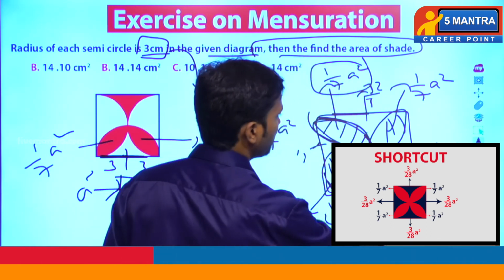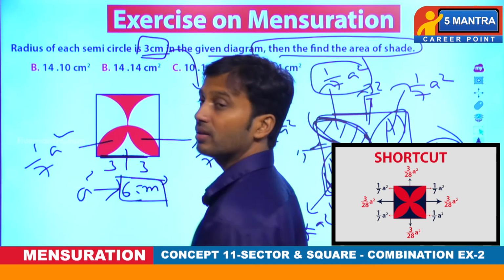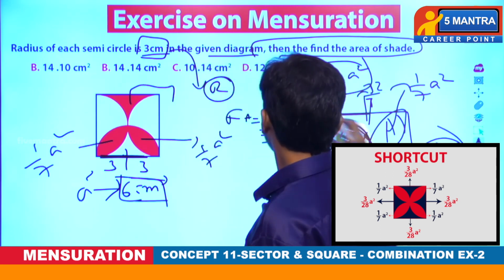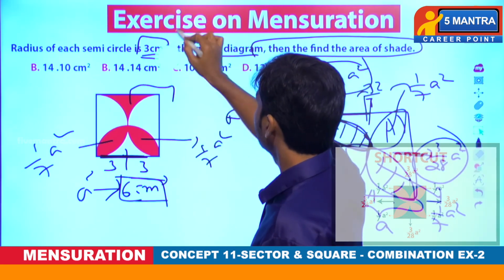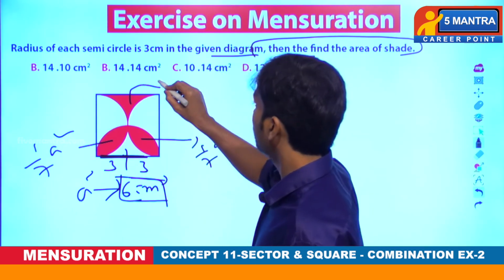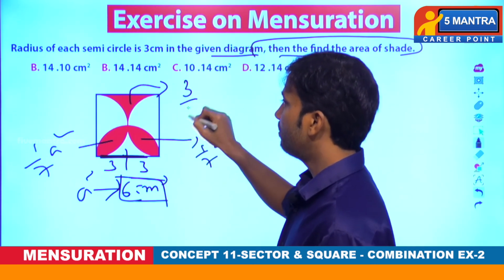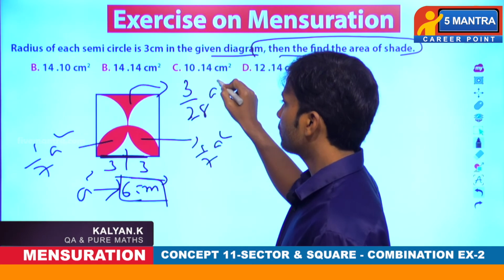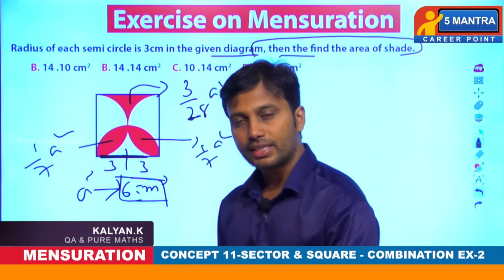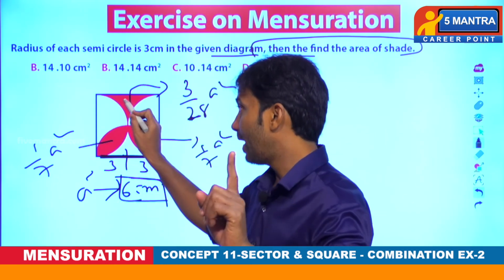Each gap area would be how much? 3 by 28 a square or not? So now this gap, the red colored gap, will occupy how much area? 3 by 28 a square as per the previous analysis. So how many flower petals and how many gaps are there? 2 flower petals and 1 gap.